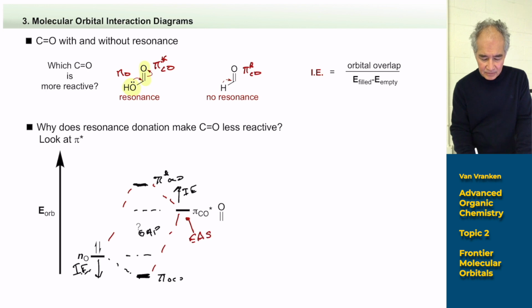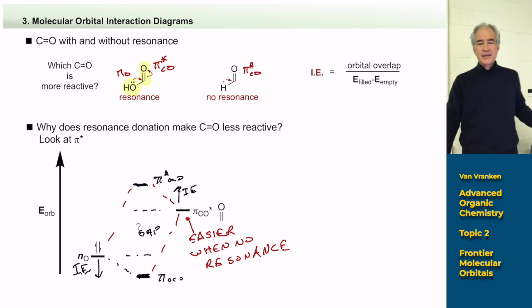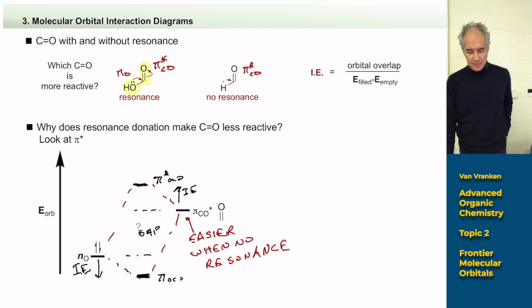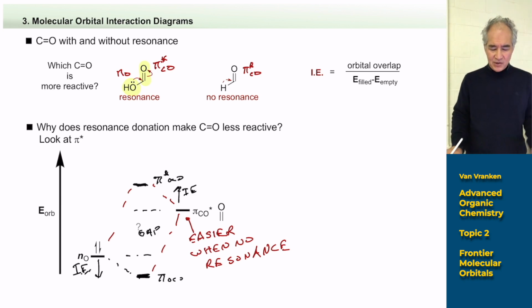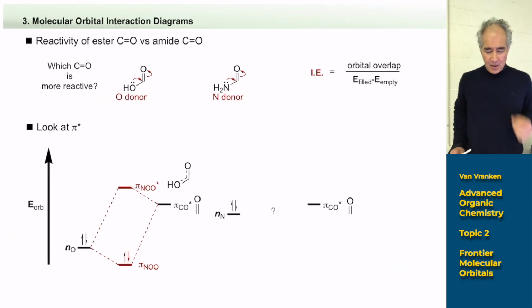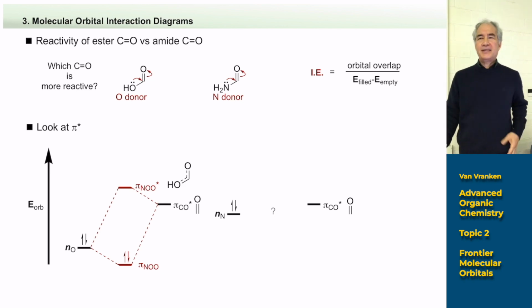That's easier. Easier to add when there's no resonance interaction. This is why it's harder to add to ester carbonyls than aldehyde carbonyls. This is why it's harder to add to amide carbonyls than aldehyde or ketone carbonyls. That resonance of the lone pair creates a new orbital that's harder to add to, a new pi star type orbital. So again, we're comparing two situations with and without resonance here, and in this case, you can see it all in one diagram.